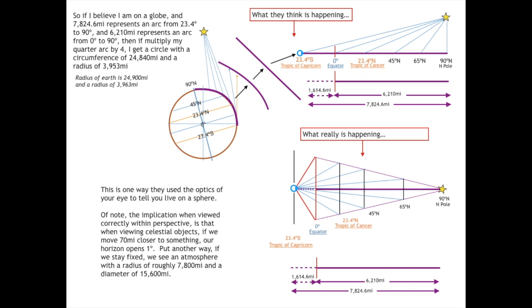Of note, the implication when viewed correctly within perspective is that when viewing celestial objects, if we move 70 or 69 miles closer to something, our horizon opens up about 1 degree, or it moves along 1 degree within perspective. Put another way, if we stay fixed, we see an atmosphere with a radius of roughly 7,800 miles and a diameter of 15,600 miles.